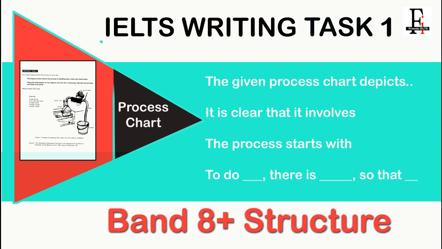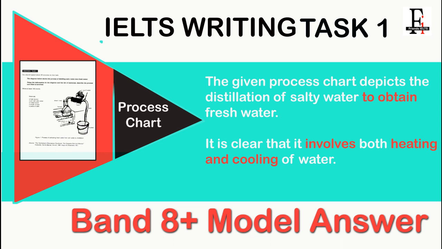Okay, let us start the answer to this question. This question is about the distillation of salty water. So the first line: The given process chart depicts the distillation of salty water to obtain fresh water. Here, vocab chunk: to obtain.